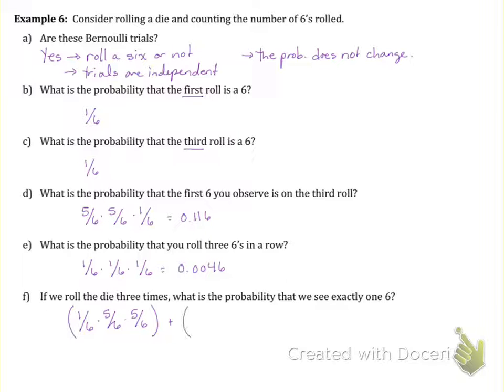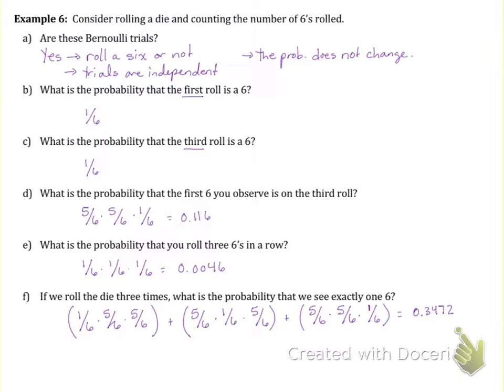The second scenario is that we roll the 6 on the second time. So now we don't roll a 6, we do roll the 6, and then we don't roll a 6. The third scenario is that we don't roll the 6 until the last roll. So we don't roll a 6, don't roll a 6, and then we do roll a 6. If you put all this in your calculator, notice that each one of them is the same number, but still, if we put this in our calculator, we get 0.3472.